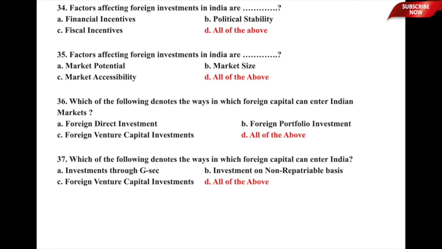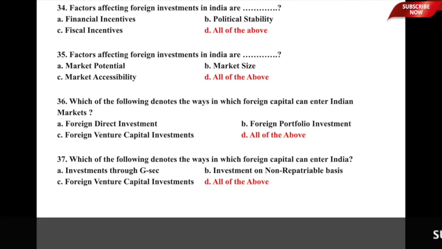Let us now move to question number 35. The question number 35 is dealing with factors affecting foreign investments in India. The question is one and the same. Let us look at what can be the possible factors, and the underlying options are A, market potential, B, market size, C, market accessibility, and D, all of the above. So here the factors affecting foreign investments in India are all of the above. That means the potential of the market, the size of the market, the accessibility of the market, and therefore option D, all of the above, is the correct answer.